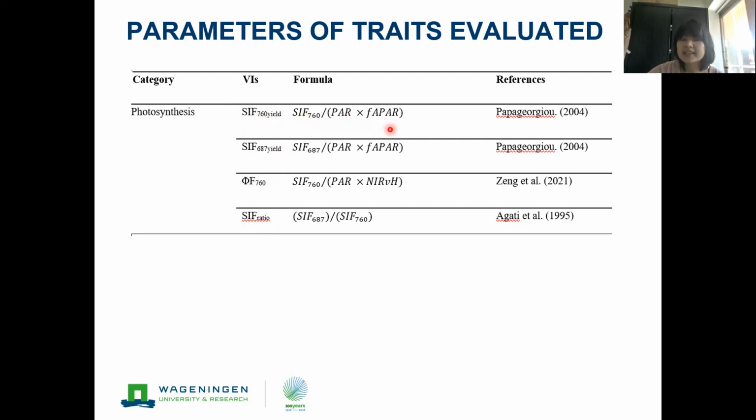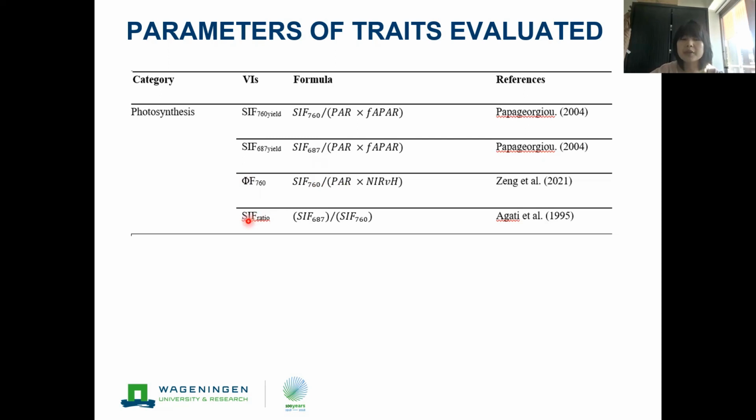For SIF yield, we can see from this formula that it can remove PAR and FAPAR. So this parameter can account for the illumination conditions and the structural effect, and also leave the biochemical effect on FAPAR. For the fluorescence escape ratio, we already explained, it is directly related to the physiological changes under water stress.